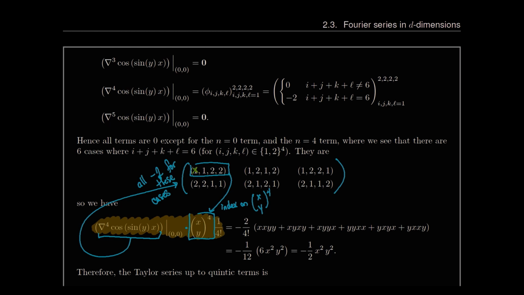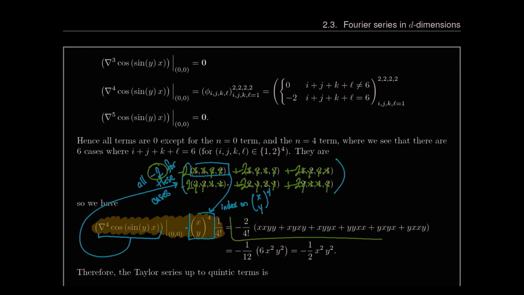A 1 is an x with respect to indexing. 1's an x, 2's a y. So this is x, x, y, y, x, y, x, y, x, y, y, x, y, y, x, x, x, y, x, y, y, x, x, y, and you add all of them together, and they all got multiplied by the value of the tensor there. So I have a -2, a -2, a -2, a -2, a -2, and a -2.